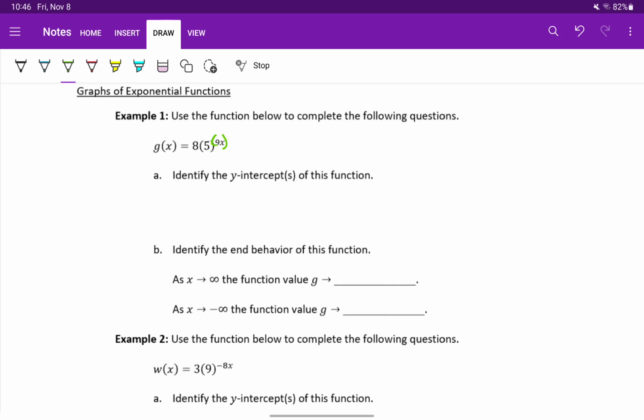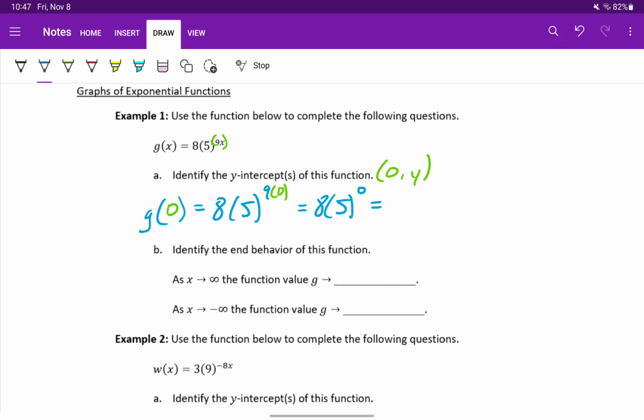What we want to do in part A is find the y-intercept, meaning we want to find a point of the form 0, comma y. So our x value has to be 0. That means we'll evaluate g of 0, to get 8 times 5 to the 9 times 0 power, which will be 8 times 5 to the 0 power.